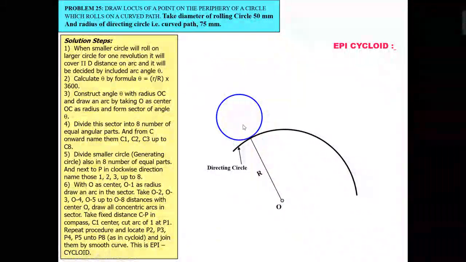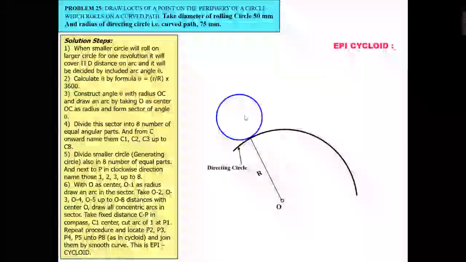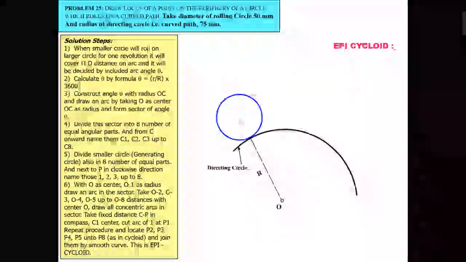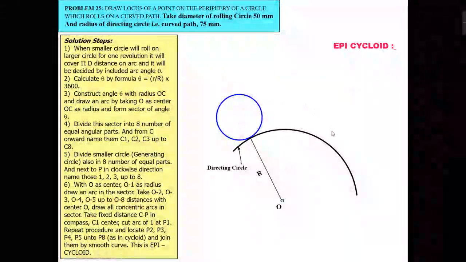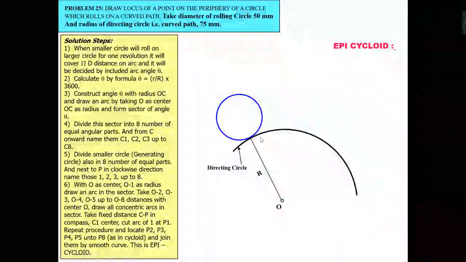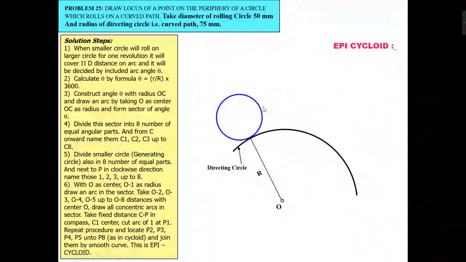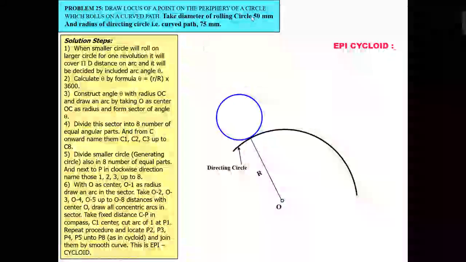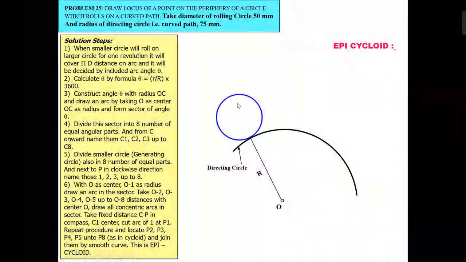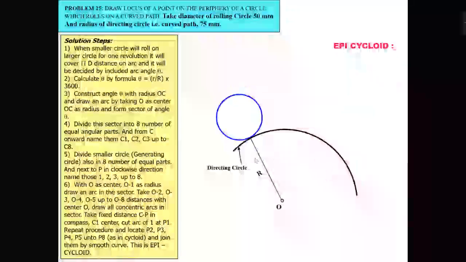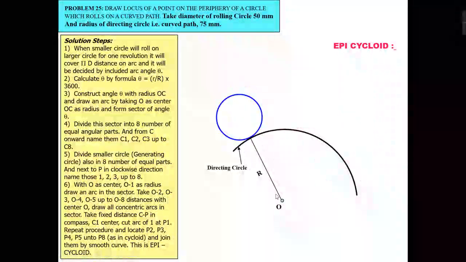So now your circle is moving around this curve and completing one revolution. So the distance covered by this circle will be nothing but pi d. Suppose you are taking the diameter of the small circle as small d, and the radius of your directing circle is capital R, or capital diameter is capital D.